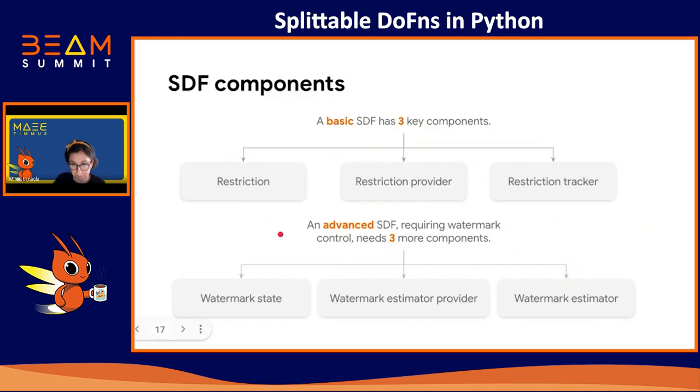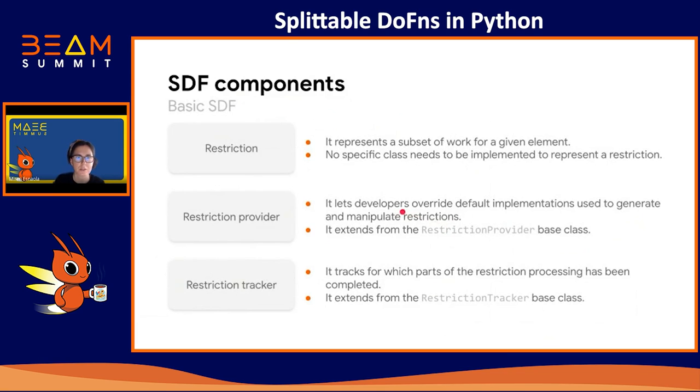splittable functions, where, for instance, I might require watermark control, there are three additional components: something representing the watermark state, the watermark estimator provider, and the watermark estimator, okay? So let's dig into each of these components, what they do and what their function is when working with splittable functions. So a restriction, as we said, represents a piece of the processing work that needs to be done for an element, okay?